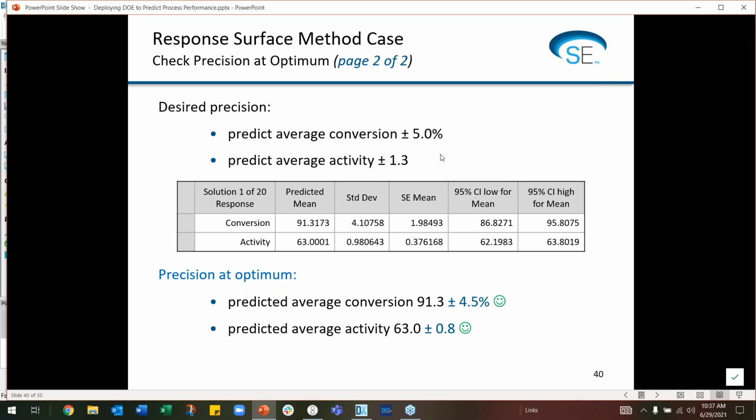We had, at the beginning of the problem, stated that we wanted to predict average conversion plus or minus 5%. So if we look at this predicted mean and we look at this 95% confidence interval, that interval is plus or minus 4.5%. So we succeeded there. And then for activity, we wanted to predict plus or minus 1.3. And we actually, at this spot, predict activity at plus or minus 0.8. So again, we achieved the results for activity.